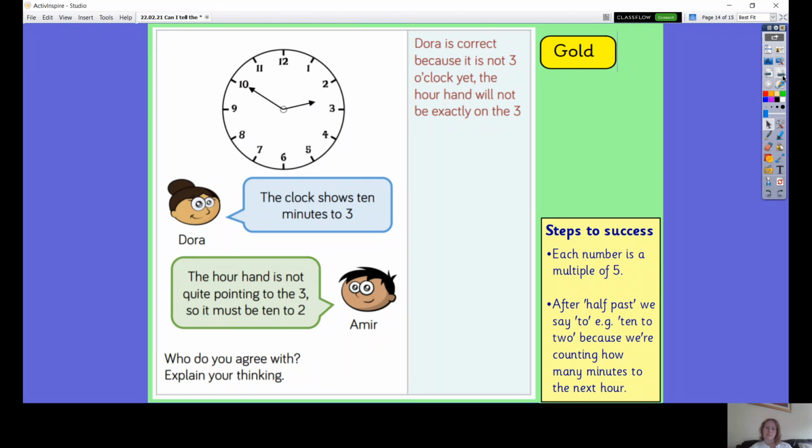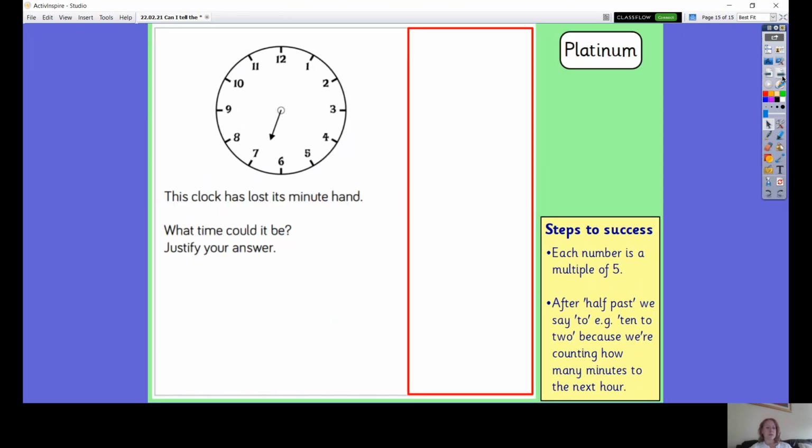The clock has lost its minute hand. Oh no, what time could it be? Justify your answer. So there's more than one answer here. What time do you think it could be? Have a little look, and we will be a bit flexible about what the answer could be, because it could be within a range. Pause here and have a go.